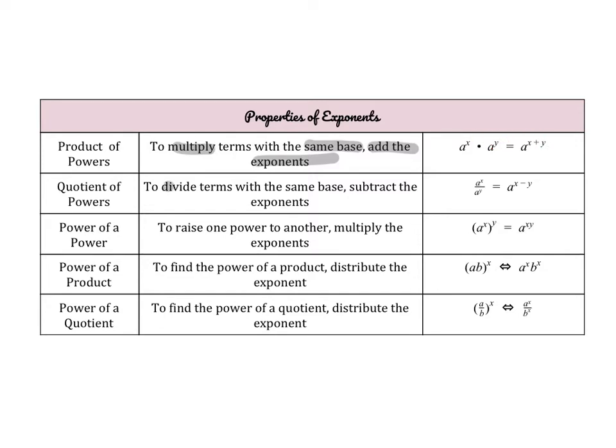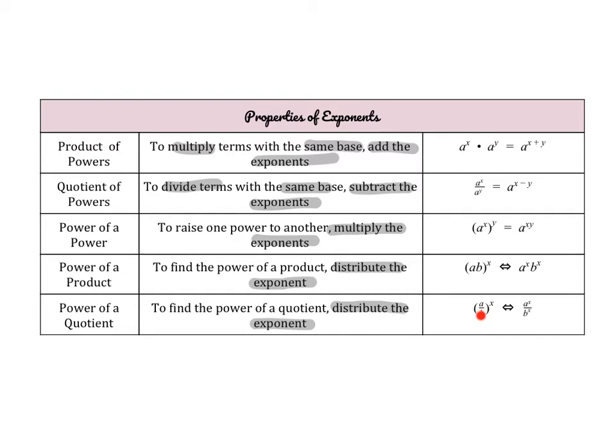And if you're dividing terms with the same base, we would subtract the exponents. So you can see here again, same base, but we just do x minus y. Now, power of a power, for raising one power to another, we multiply the exponents. So here, notice that we multiplied x and y. To take the power of a product, meaning you're taking the power of 2 or more terms being multiplied, we can actually distribute the exponent. So both parts of the inside of your parentheses get raised to that power, and it's the same for a power of a quotient. We can distribute the exponent.